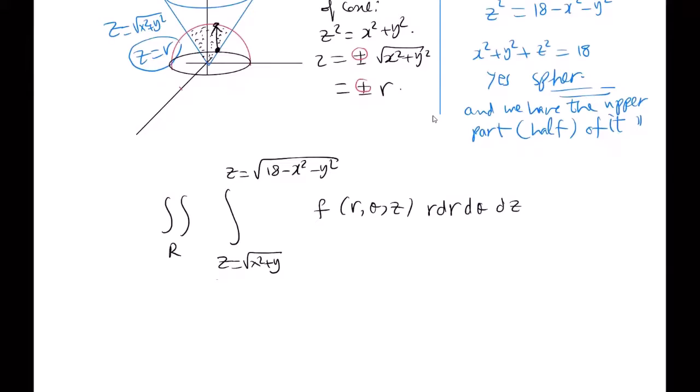He asked me to put it into cylindrical. So how do we change this into cylindrical? Shihab?